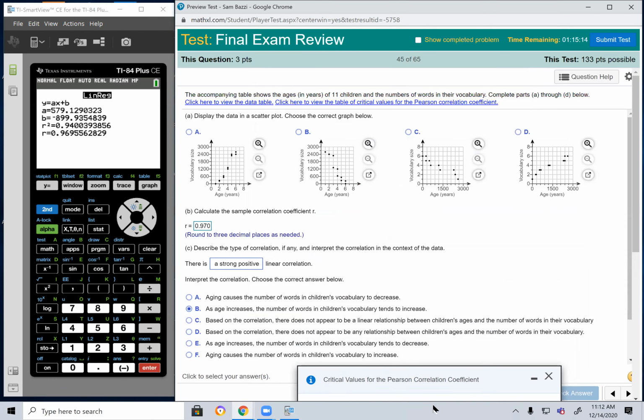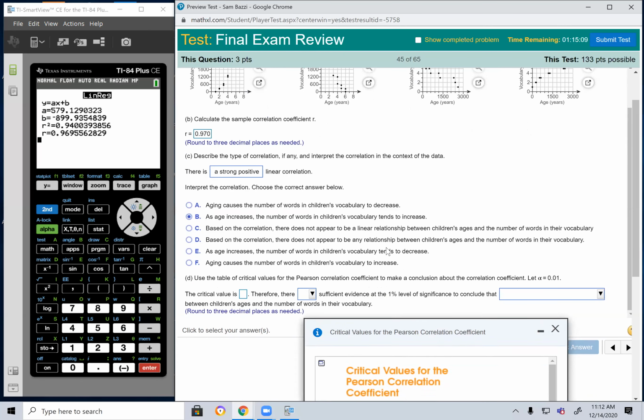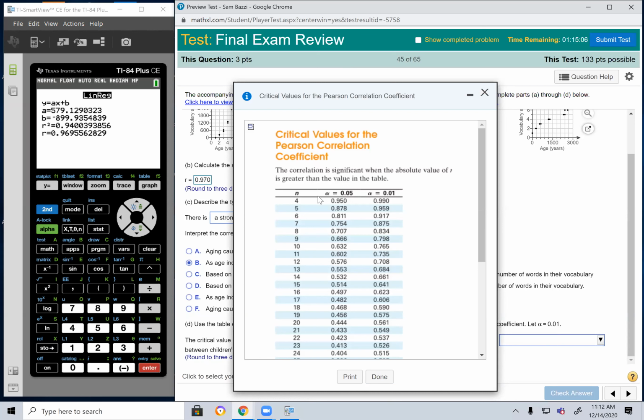Okay, what is alpha here? He says, let me just check. Alpha is 0.01. Okay, guys, look what you do. N is 11. Alpha is 0.01, so you get this value right here. Critical value is 0.735. Then your R is 0.97 in absolute value. If it is negative, make it a positive. That's what absolute value means.